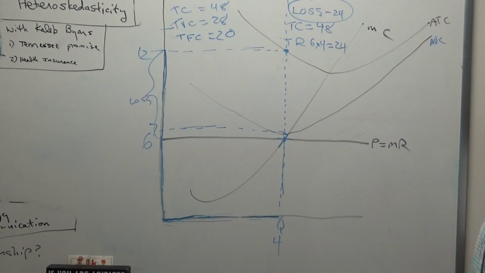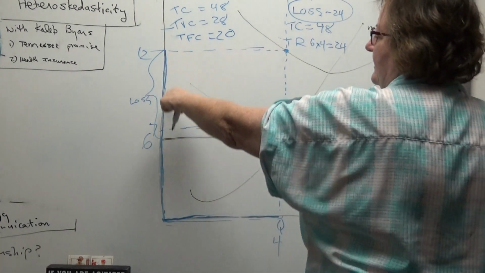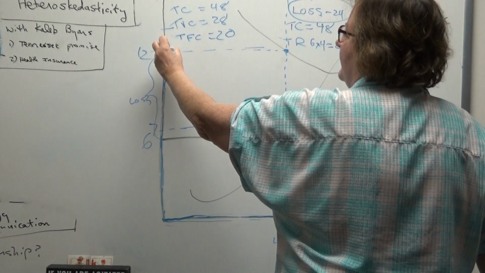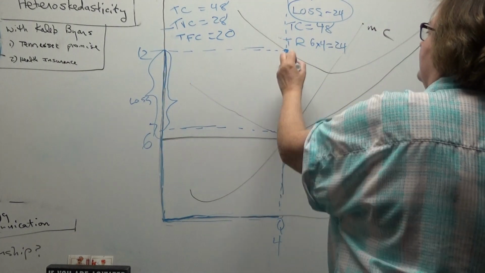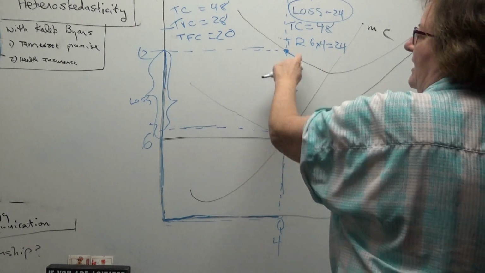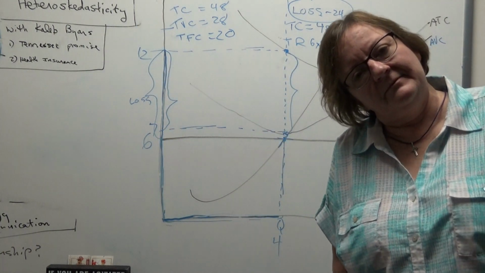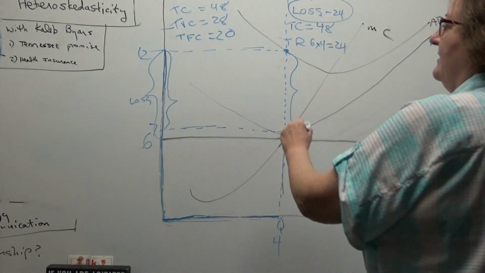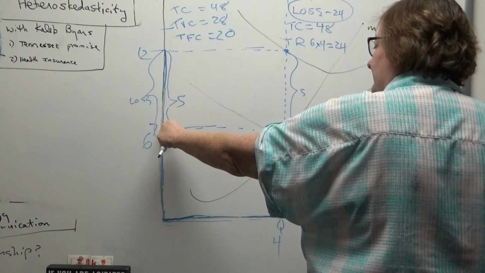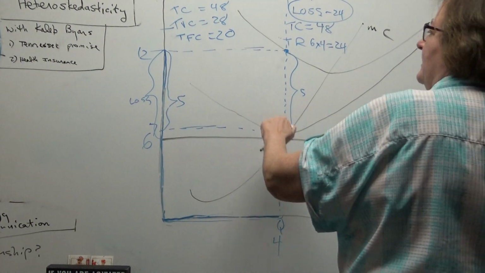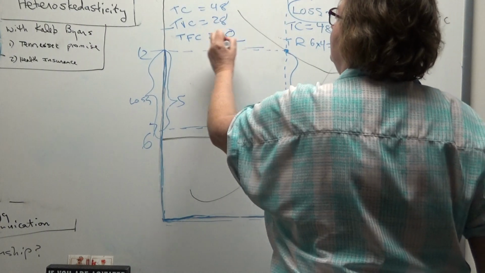Okay, or we could figure it out this way. 4 wide times how much difference is there from here to here? 12 minus 7, difference of 5, right? 5 on each side here. 5 times 4 would give us an area for the fixed cost of 20.